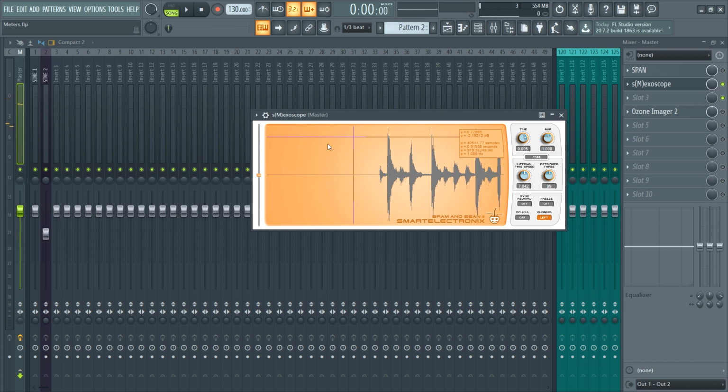And you can set Smexoscope after the compressor to see what you are doing with that compressor, because you can't listen to these transients.